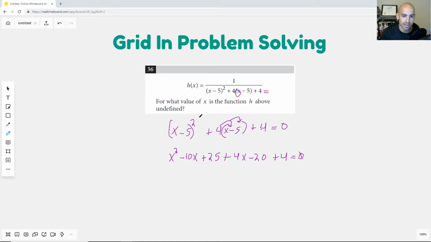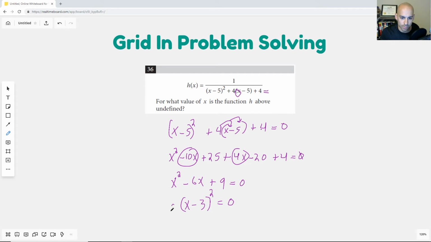I'm going to combine my like terms here, seeing that x squared is the only squared variable, and then I see that I have negative 6x, and then 25 minus 20 plus 4 is going to give me 9, and this all equals 0. If I were to factor this, I realize that this is x minus 3 squared equals 0. Negative 3 adding to negative 6 when it's done twice, and then multiplying to be 9.